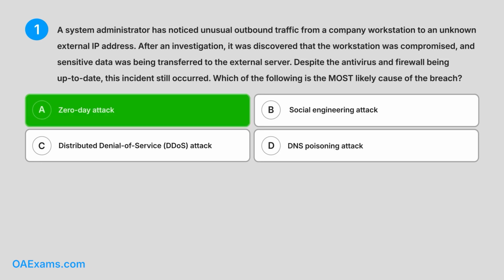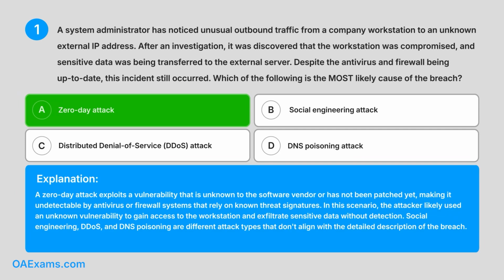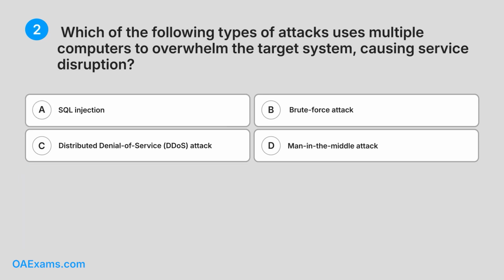Correct answer. A. Zero-day attack. Explanation. A zero-day attack exploits a vulnerability that is unknown to the software vendor or has not been patched yet, making it undetectable by antivirus or firewall systems that rely on known threat signatures. In this scenario, the attacker likely used an unknown vulnerability to gain access to the workstation and exfiltrate sensitive data without detection. Social engineering, DDoS, and DNS poisoning are different attack types that don't align with the detailed description of the breach.